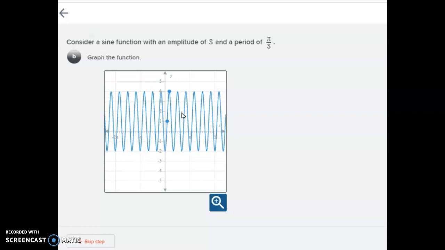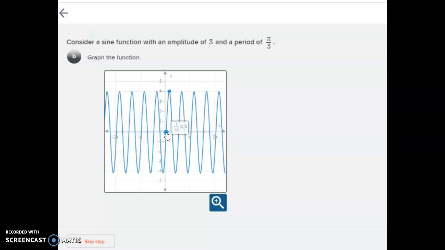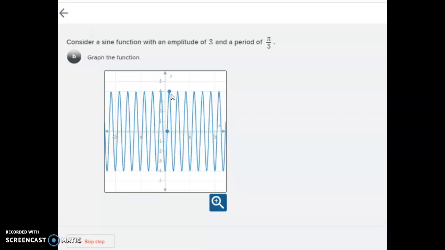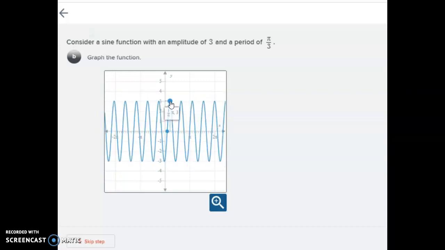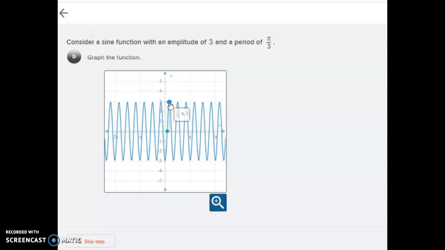And how many periods, how many cycles do I have? 1, 2, 3, 4, 5, 6. Is that right? 1, 2, 3, 4, 5, 6. So I've got 6 cycles here. So what I need to do is move this control point down to the origin. And this control point needs to come down to 3. And I need to maintain 6 cycles.